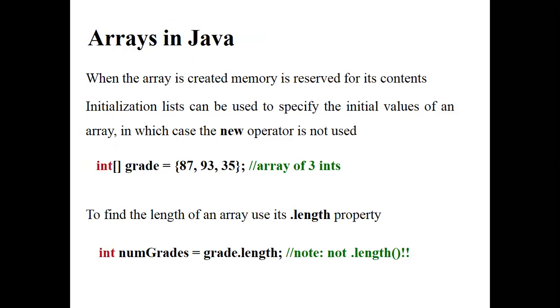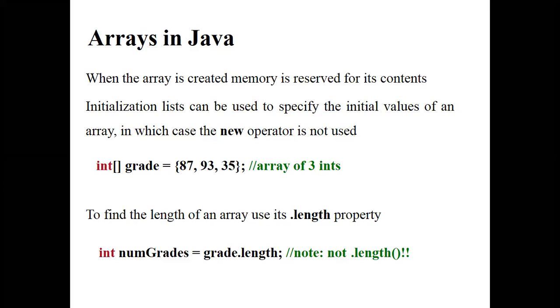Arrays in Java: when the array is created, memory is reserved for its content. Like a specific memory location will be reserved for that specific position. Like in the array we discussed, at position number 3 we have the value -3. In actual, that location is specifically reserved for that number.